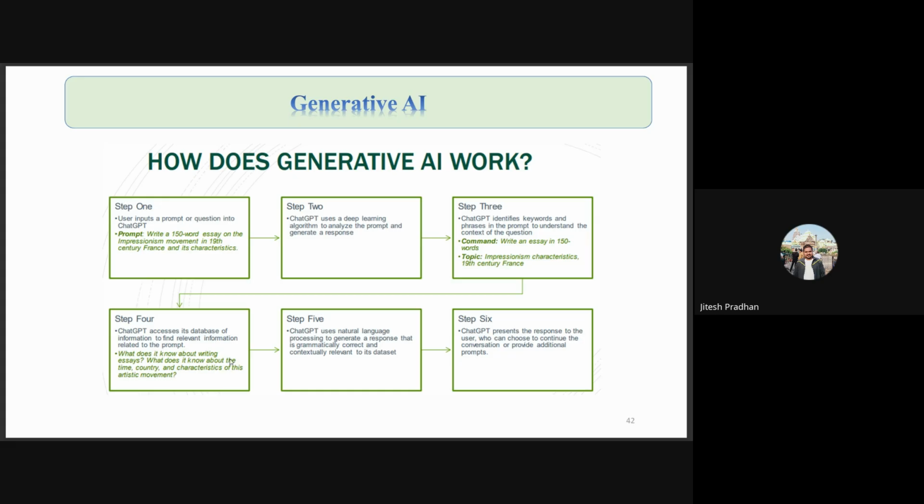Based on that information, in the fifth step, it uses NLP techniques. That means it will generate text from one text to another. It will write sentences and phrases that are grammatically correct and contextually relevant to whatever prompt or question has been given. Based on that, it will try to generate 150 words.